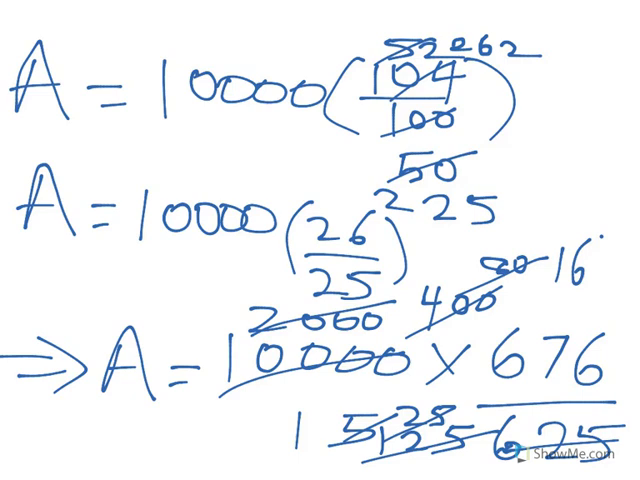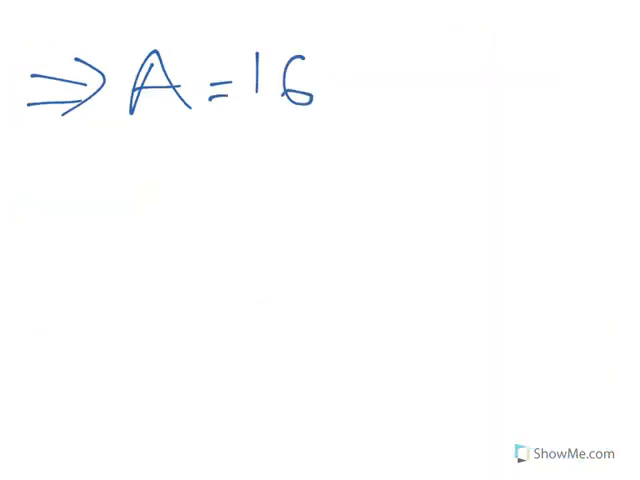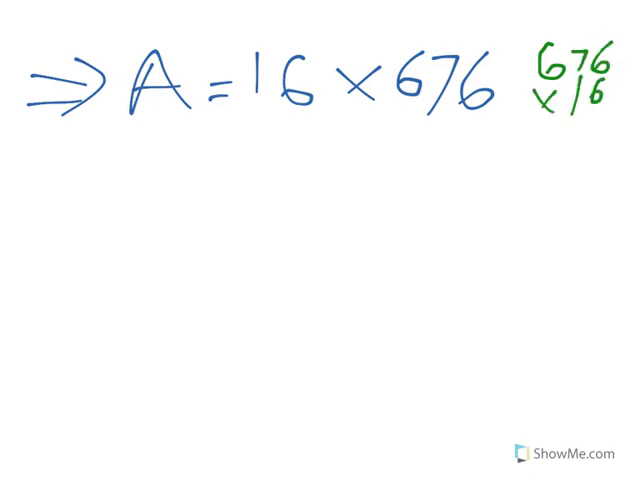Equal to 16 times 676. So this calls for a little rough work. Just going to do that on the side. 676 times 16. 6 times 6 is 36. 6 times 7 is 42 plus 3 is 45. 6 times 6, 36 plus 4 is 40. So 4056, and then I can just copy the rest.